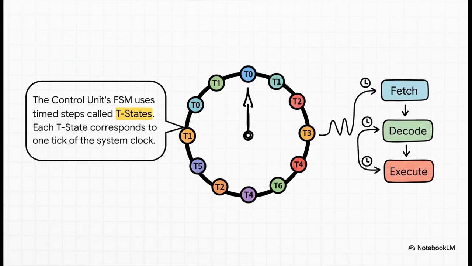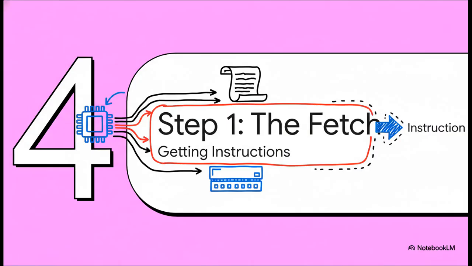So our finite state machine, that vending machine brain, that's the engine driving this whole cycle. Every single step in its sequence lines up perfectly with one tick of our system clock. And we have a name for these steps. We call them T-states. So for every single clock pulse, our FSM clicks over to the next T-state, and that's what moves the CPU forward through the Fetch-Decode-Execute cycle. All right, let's get into the weeds and see how this actually works. We're going to focus on that first absolutely crucial phase, the fetch.